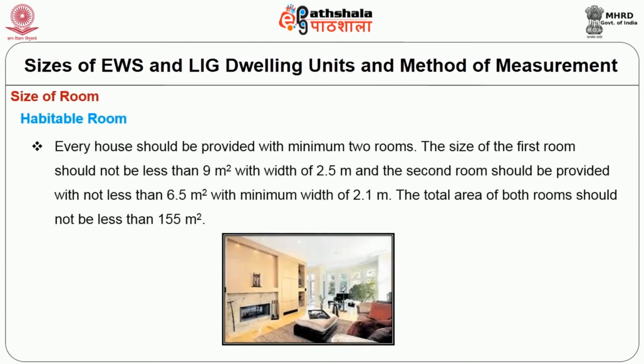Size of room, habitable room. Every house should be provided with a minimum of 2 rooms. The size of the first room should not be less than 9 meter squared with a width of 2.5 meter, and the second room should be provided with not less than 6.5 meter squared with a minimum width of 2.1 meter. The total area of both rooms should not be less than 15.5 meter square.